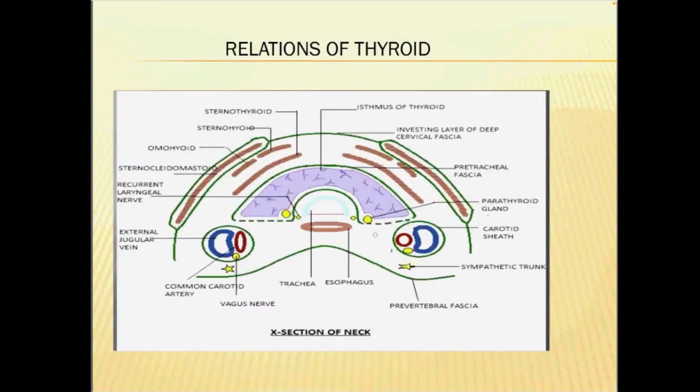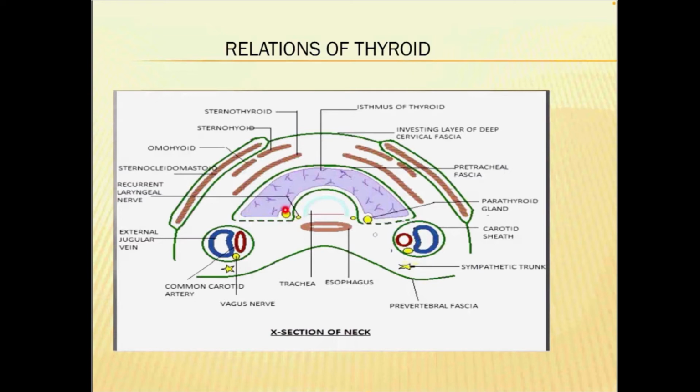So this is a cross-sectional image of the neck. Here you can see the relationship to the thyroid. What are the other relationships? Anteriorly, this violet colored structure is the thyroid gland, and this greenish layer that immediately covers the thyroid gland is the pretracheal fascia, also called the false capsule of the thyroid.